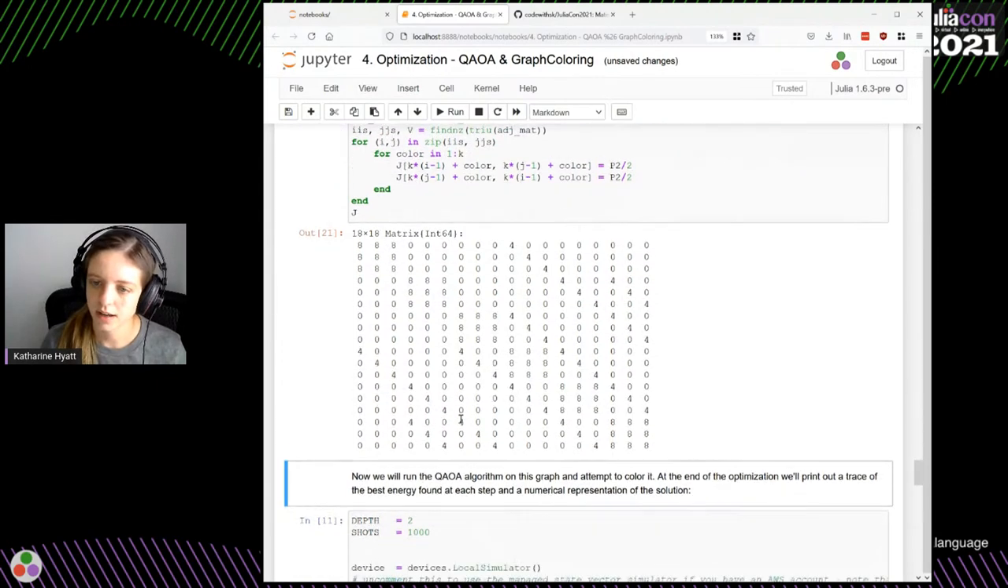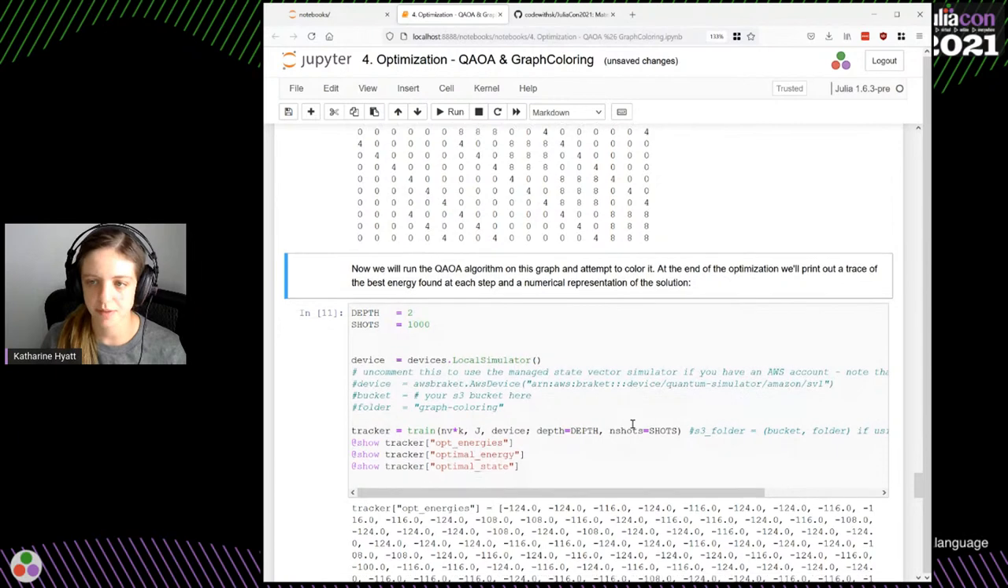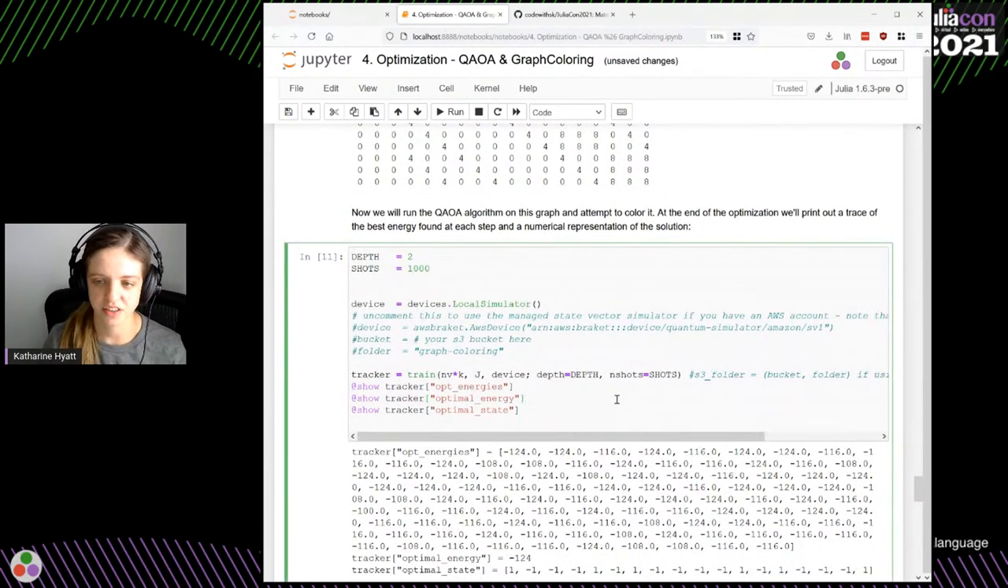Okay. So now what we'll do is we'll actually run our QAOA training algorithm on this graph and try and color it. And at the end of the day, we'll print out a trace of the best energy that we found at each step and finally, a representation of the solution. So I'm going to run this with 2 QAOA layers because it's going to make the problem a little easier to solve. And I'm going to also run it with 1,000 shots per training iteration. This makes sense to do because the local simulator is going to compute the shots very quickly.